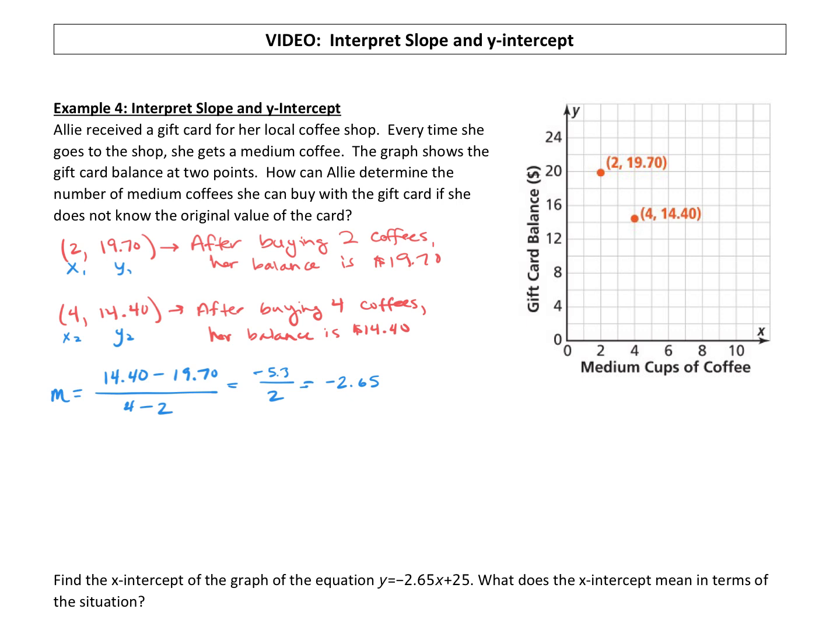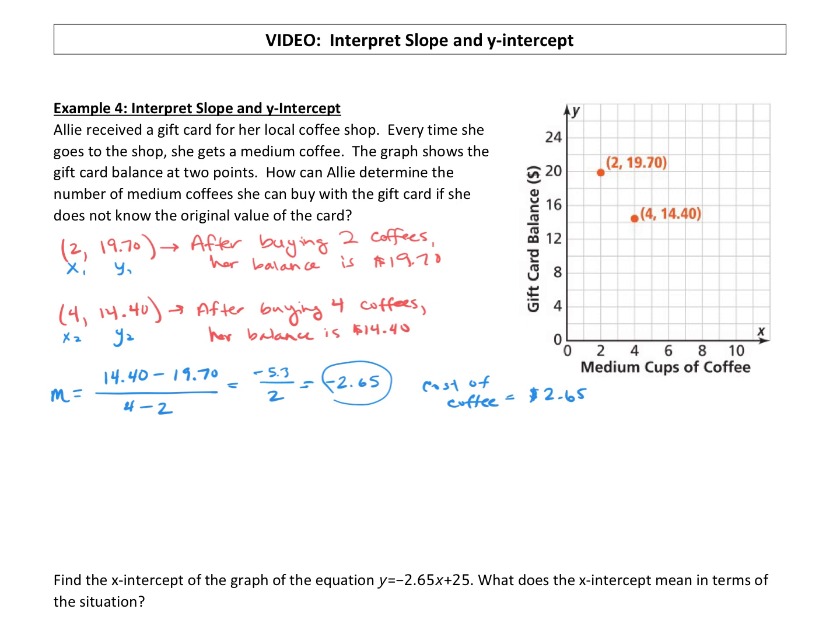Which means that the balance on the gift card is decreasing. It's going down $2.65 every time Allie buys a medium coffee. Well, guess what? That means that a medium coffee costs $2.65. All right, so we have just interpreted the slope and made sense of that. Now let's find the y-intercept so we can interpret the y-intercept.